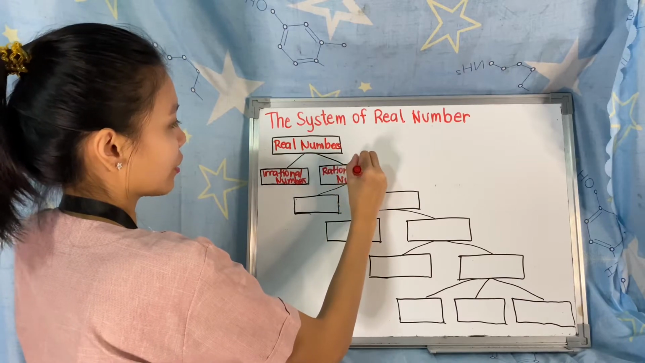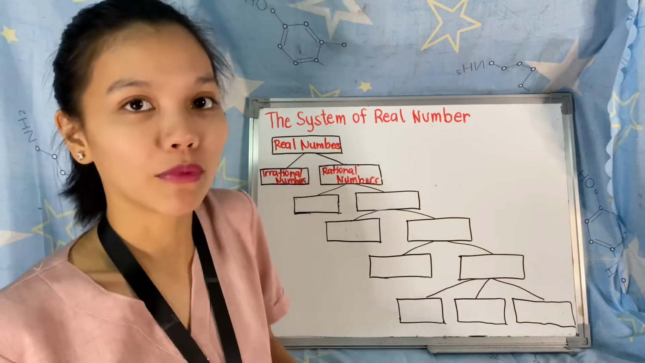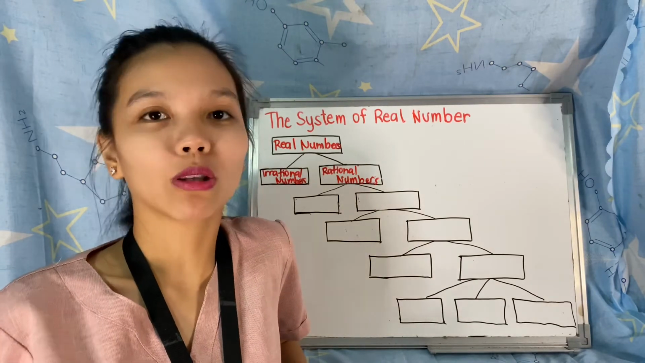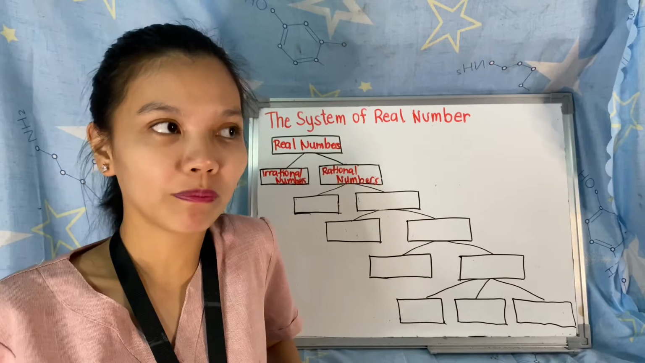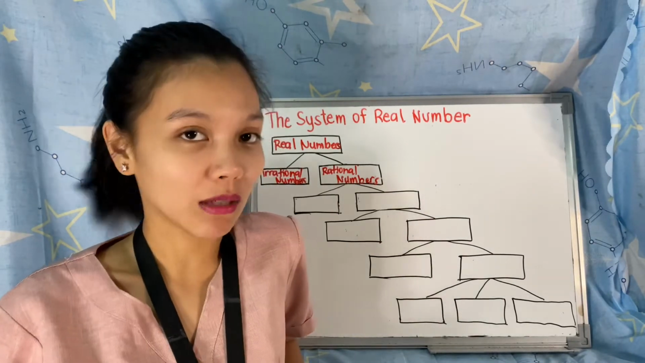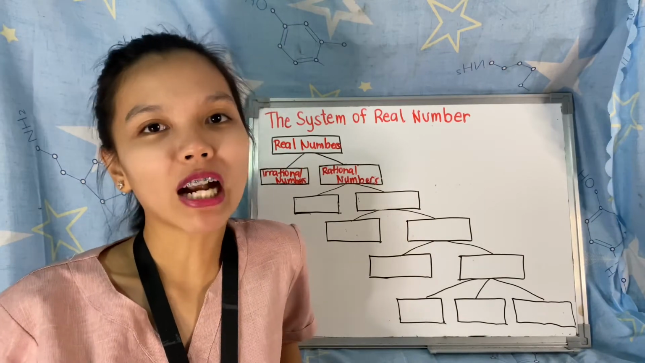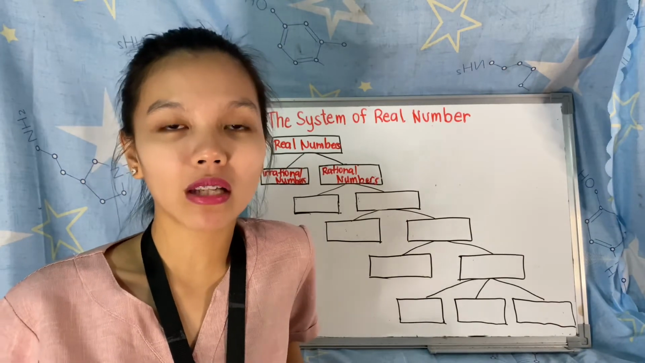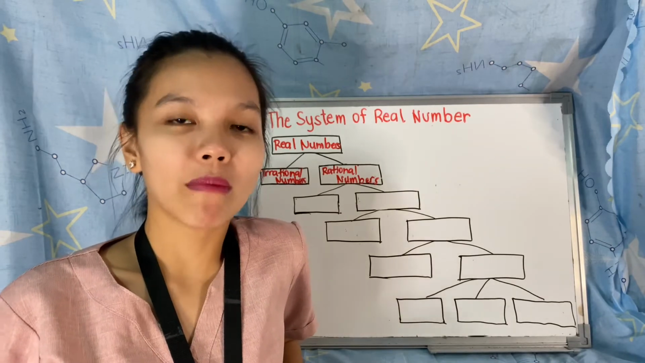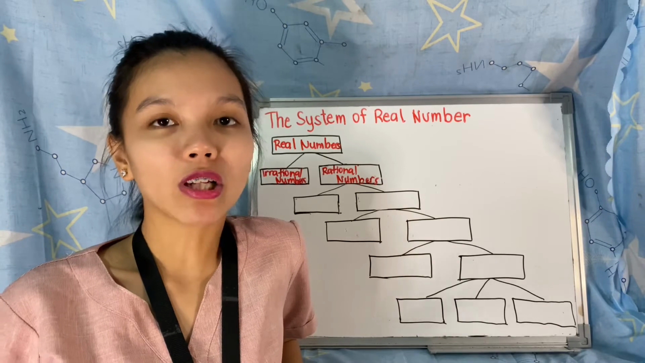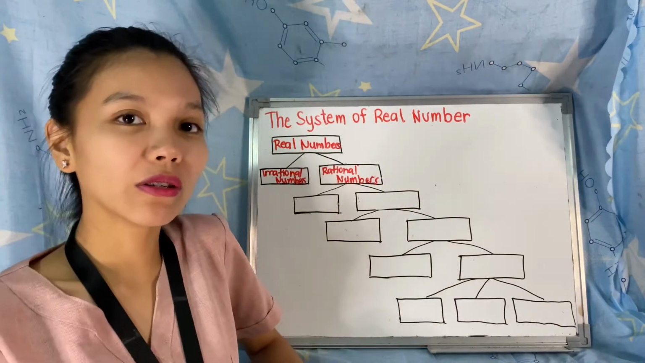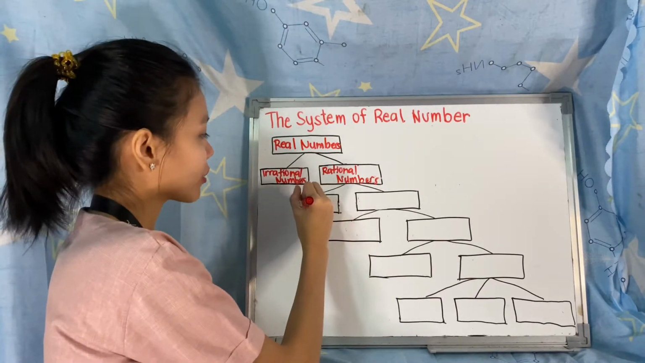Kung naaalala nyo, ang irrational numbers, ito yung mga non-terminating and non-repeating decimals. Katulad ng value of pi, value of e, at saka yung mga square root ng numbers na hindi naman perfect square. Then, ang rational numbers naman natin can be written as a over b or in a fraction form na merong specific answer or non-terminating and repeating decimals. And under the rational numbers, we have the fractions.